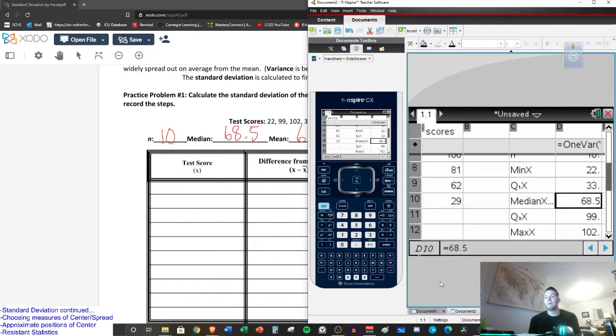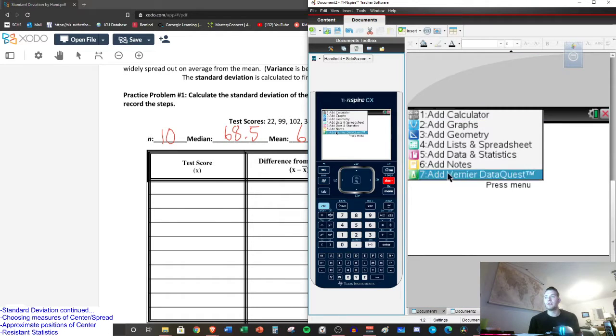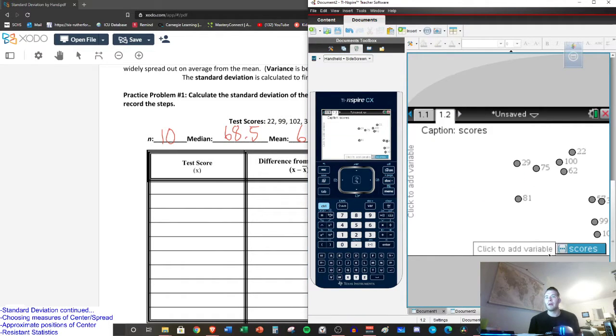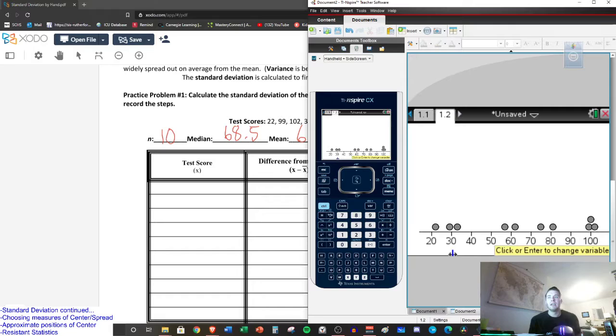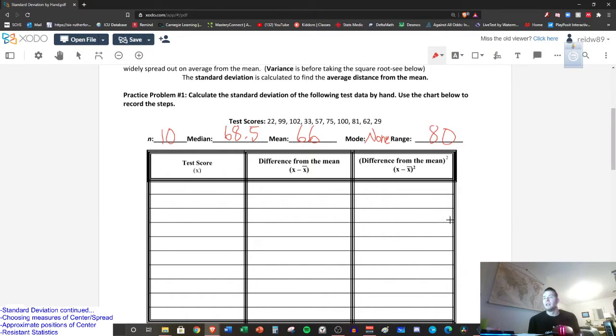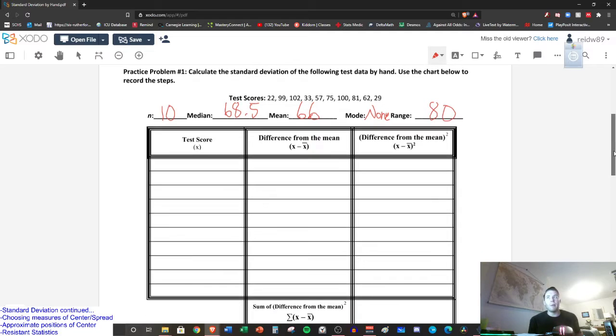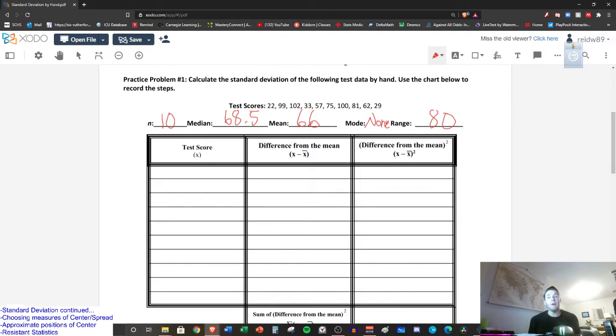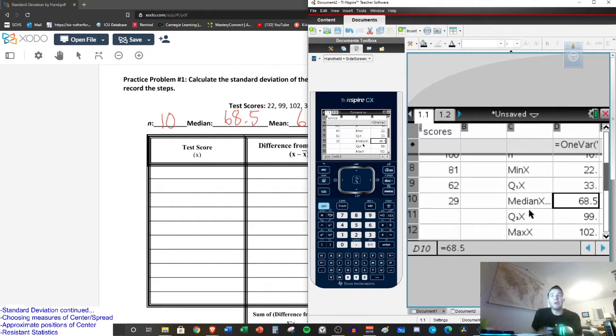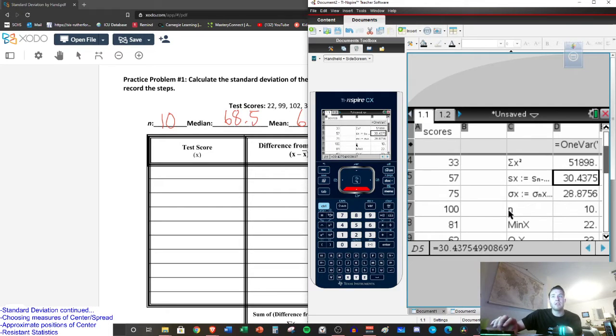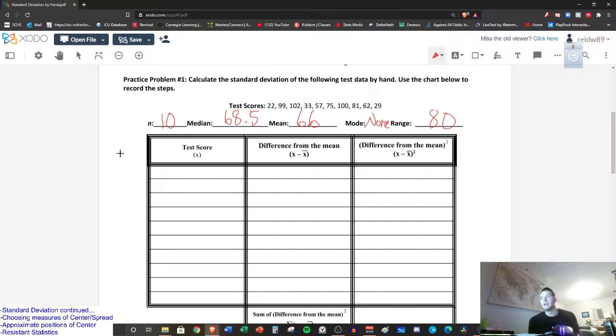And then we can graph this distribution. Let's make a dot plot just so we have an idea about what it looks like. And there it is. So we have our graphed distribution. So what we're going to do is do this all by hand, the standard deviation. We've already found the standard deviation, so we know the answer to our problem. Here's standard deviation, 30.4375 is going to be our final answer for this process. But we're going to go ahead and fill in the table.